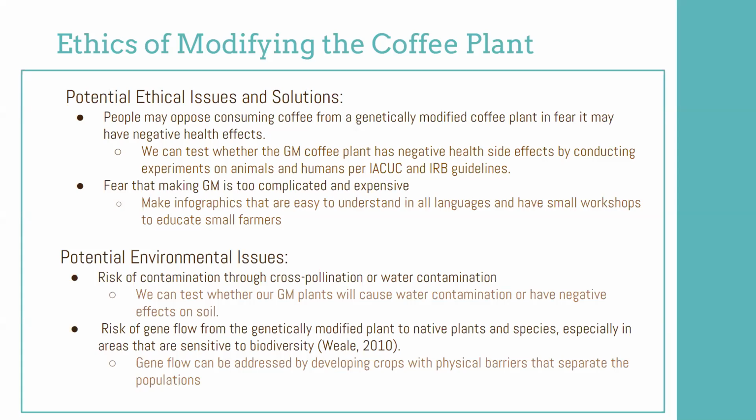So we can make infographics that are easy to understand in all languages and have small workshops to educate small farmers. And for the potential environmental issues, there is the risk of contamination through cross-pollination or water contamination. We can test whether algae plants will cause water contamination or have negative effects. Another risk is the risk of gene flow from the genetically modified plants to native plants, and it can be solved by developing crops with physical barriers that separate the populations.